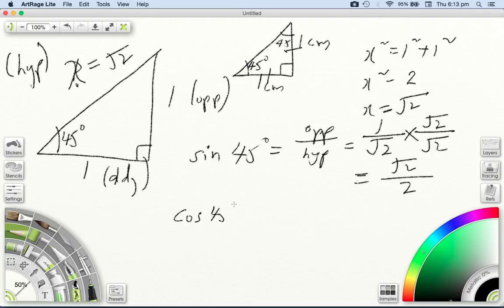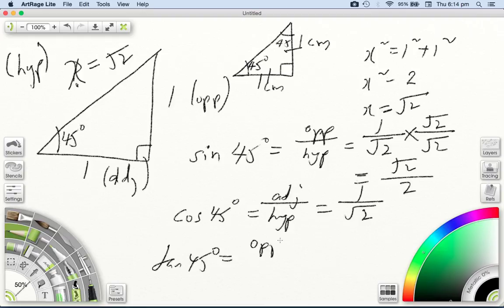Cosine 45. Now, cosine 45 is, again, adjacent, which is this, over hypo, which is here. Adjacent is 1 over root 2. All right? And tangent 45. Tangent 45 is opposite over adjacent. That's opposite is 1. Adjacent is also 1. And that's 1. All right? So this is how you calculate the special angles.